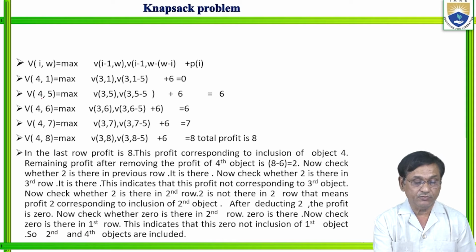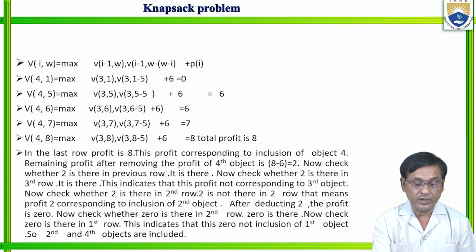Next we can consider 4 of 5. V of 4 comma 5 is equal to the maximum of V of 3 comma 5 and V of 3 comma 5 minus 5 plus the profit, since the weight is 5 and i minus 1, 4 minus 1, is 3. So 5 minus 5 means 0.